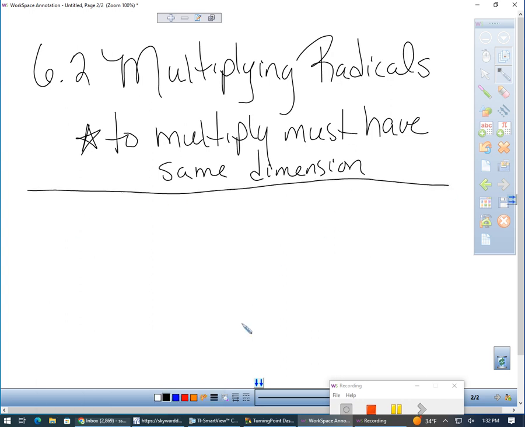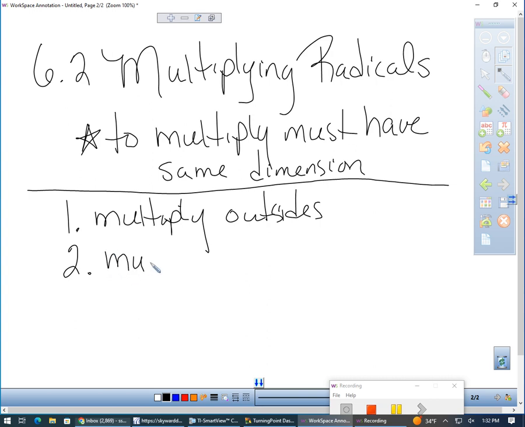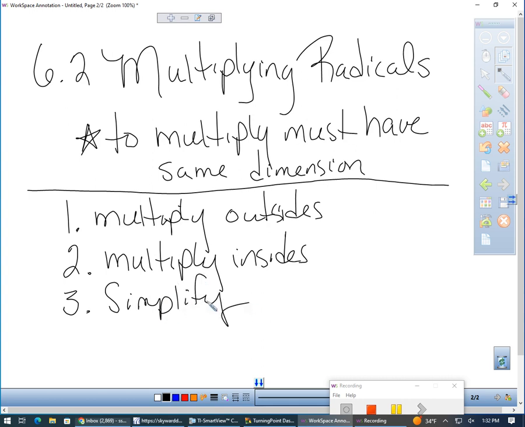All right, so here's what I'm going to ask you to do. Step 1, I want you to multiply your outsides. You can also think of it as the coefficients on each of the radicals. Multiply your outsides. Step 2, multiply your insides. And then step 3, simplify. That's it.